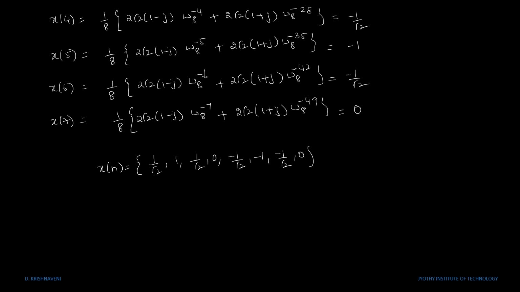Hope you have understood this problem. From this, what do you understand is the twiddle factor which you use in IDFT, the value will be conjugate of the value which you use in DFT, or in other words, w8 to the power of minus 1 will be conjugate of w8 to the power of 1, etc.